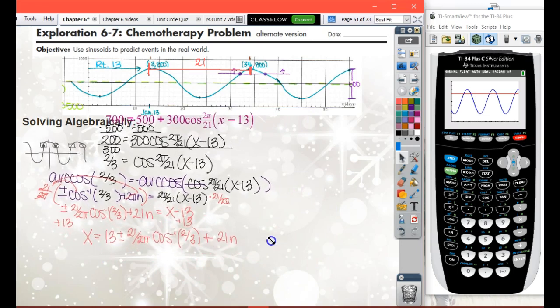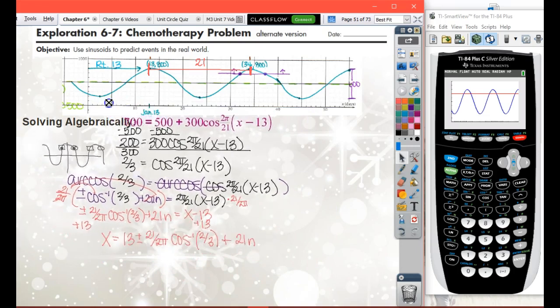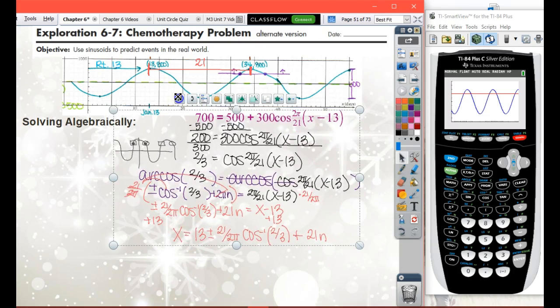Okay, so in our exploration, what we were looking for specifically was the day range of when she was going to feel good after her first treatment. So this was her first treatment. Her red blood cell count dipped, went back up, and she feels good above 700. That's why we set this equal to 700. So I'm looking for these 2 points right here. So I'm going to find what these are approximately equal to.